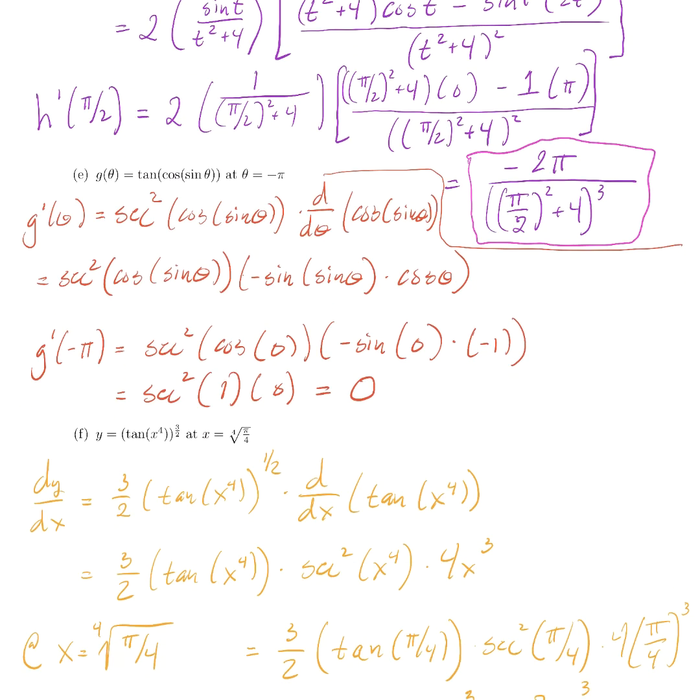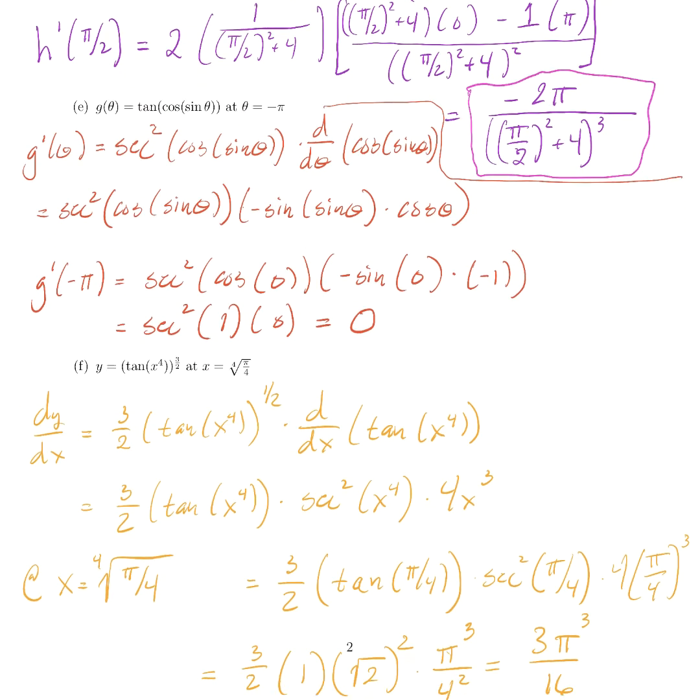Okay, E gets a little bit trickier. Now, the outside function is tangent. So we take its derivative. The derivative of tangent is secant squared. We leave the inside function alone, which is cosine of sine of theta. But we need to multiply by the derivative of this inside function. So the first term, secant squared of cosine of sine, comes along. And now we're taking the derivative of cosine of sine.